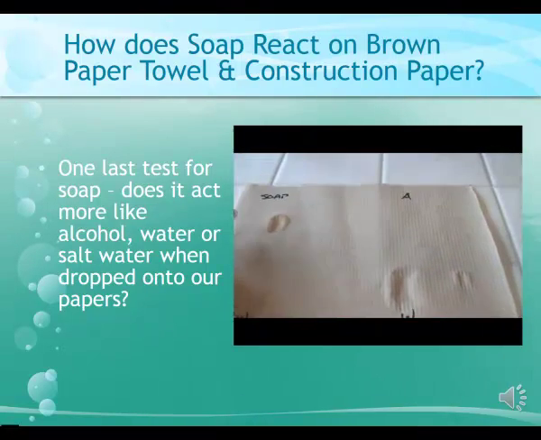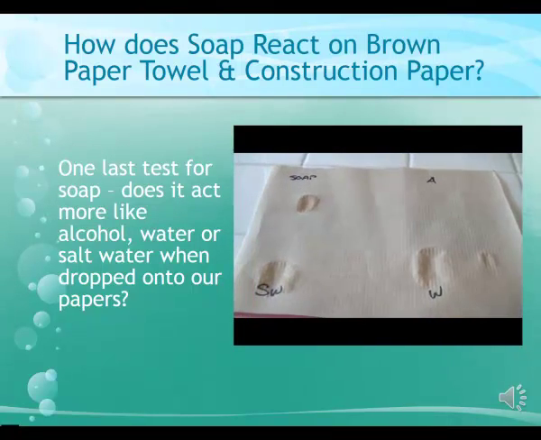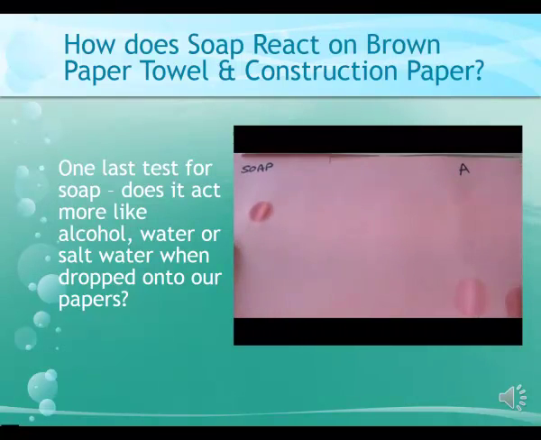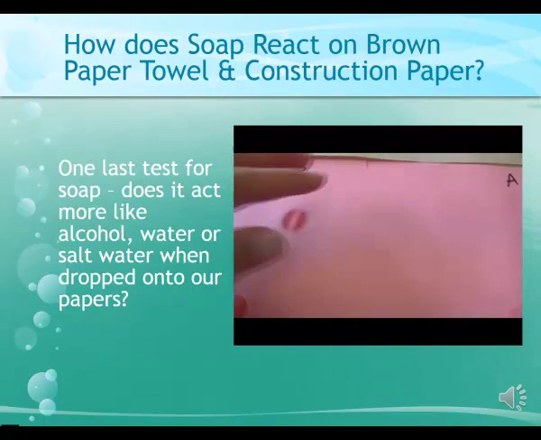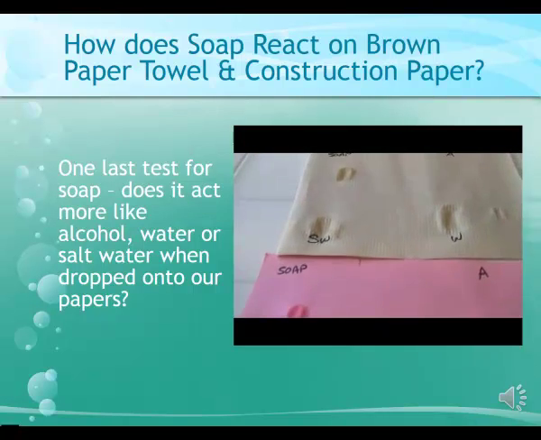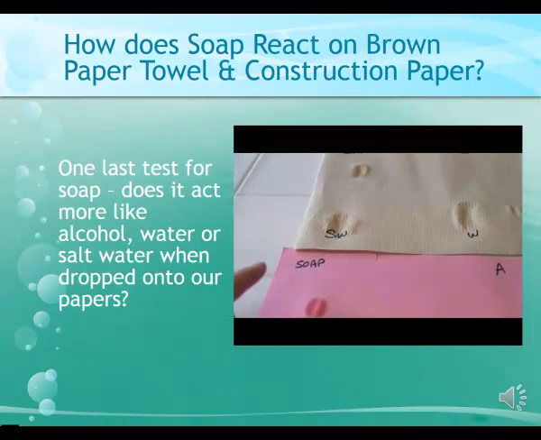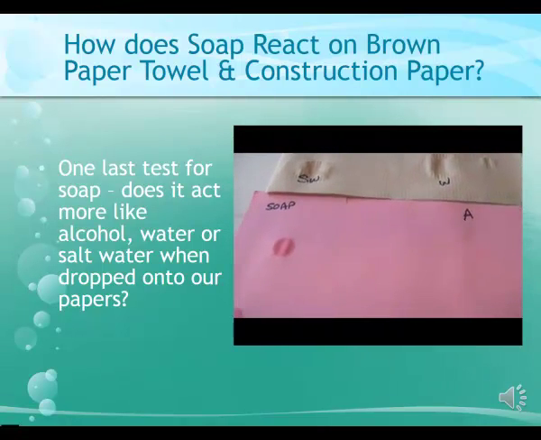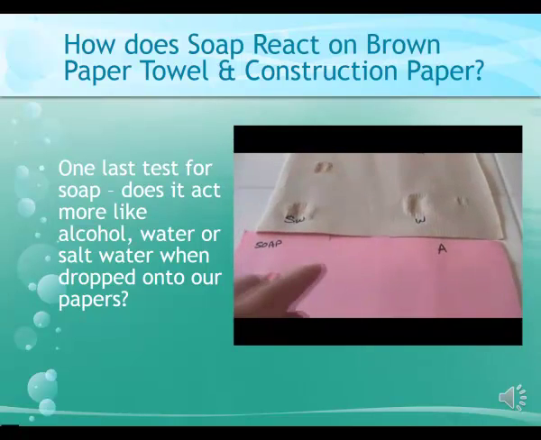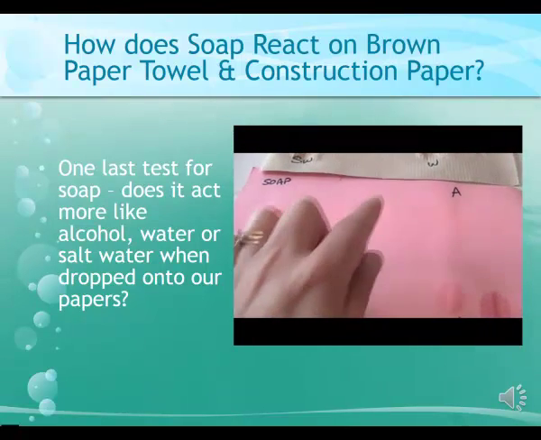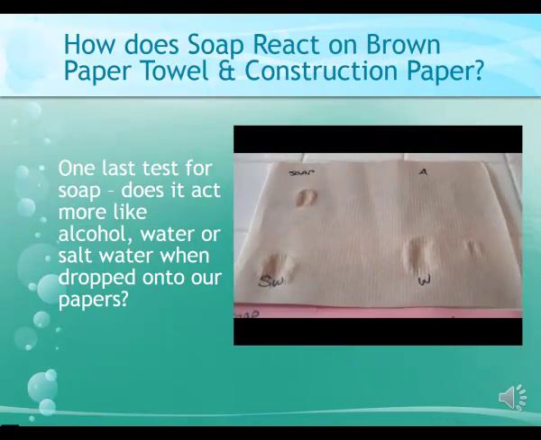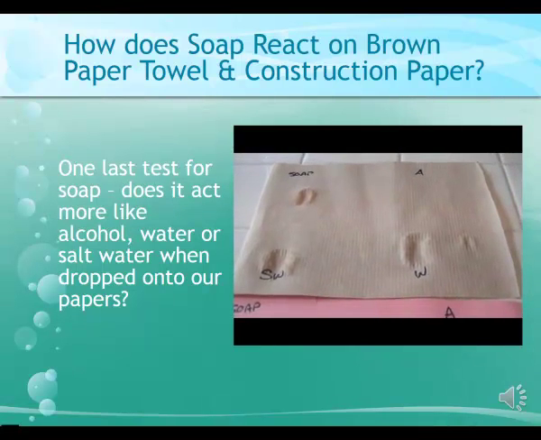And you know what? These two, soap and alcohol, seem to operate the same way. With the brown paper towel and with the construction paper, there are no droplets formed on the surface, and they just go straight into the paper and spread out. I wonder if soap will evaporate as quickly as alcohol does. I'm going to write down my observations, and maybe I'll do another little small test here. I'll put a soap and an alcohol side by side, and I'll see if they evaporate at the same rate. So I'll check that out and I'll get back to you.